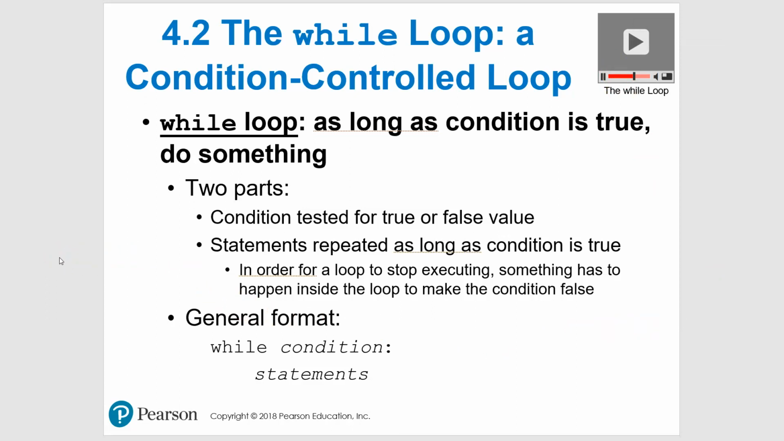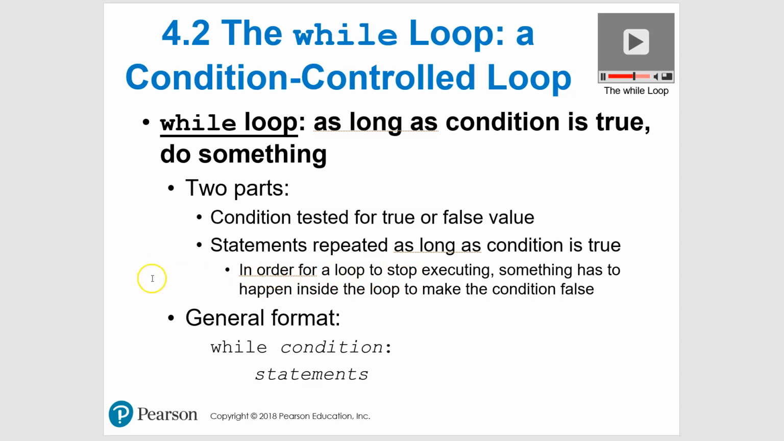All right, so a while loop: as long as something is true, the computer is going to do something for us, and we really have two parts. We're doing something that's going to be tested, so our condition, where we're looking for a true or false, and it's going to be repeated as long as it is true. It's very similar to what we've done with if statements, and it looks a lot like what we did in the last chapter with decision structures. But in order for this loop to stop executing, you have to have something happen inside the loop to make the condition false, and that's a big piece.